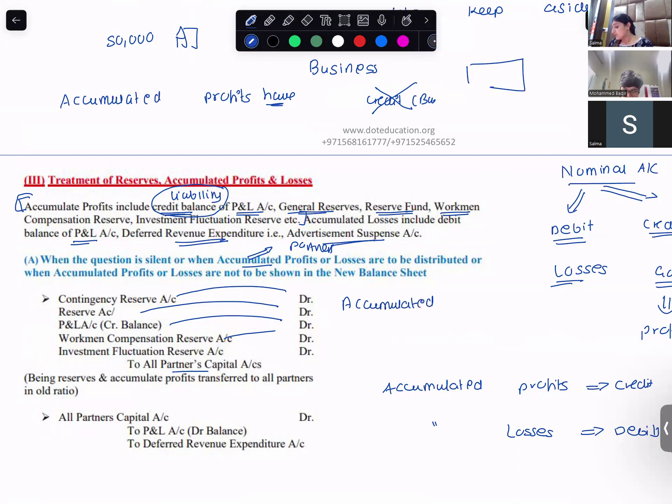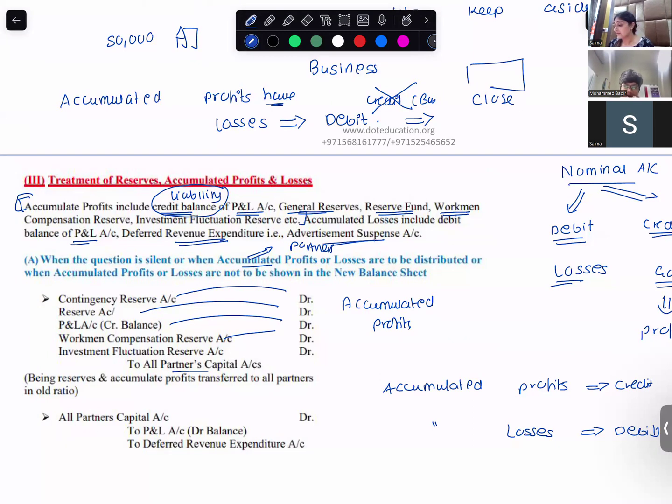What is the treatment for accumulated losses? Losses have which balance? Debit balance. So when you close it, will you credit the loss or debit the loss? Losses already have a debit balance, so when you close it, you will do what? Debit or credit?